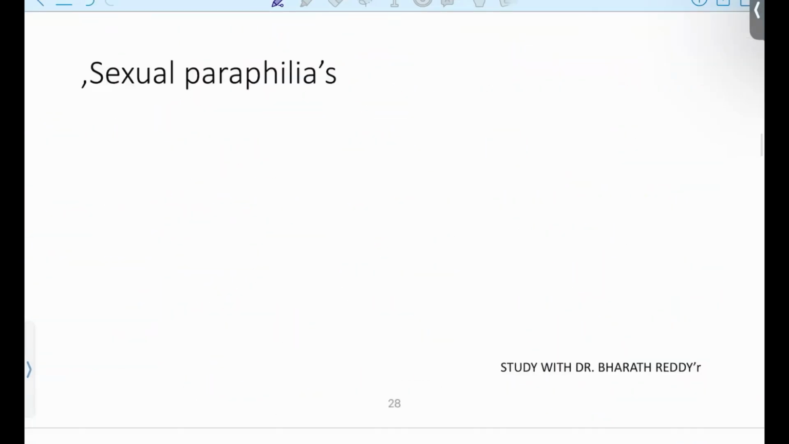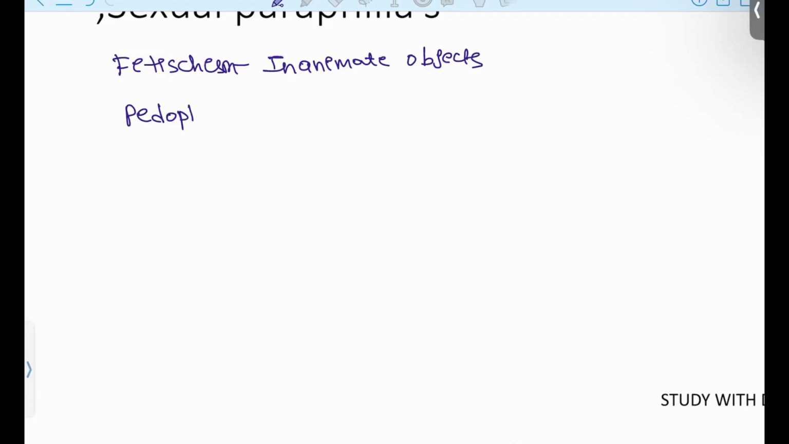This topic is the sexual paraphilias. These are the most commonly asked direct questions you can answer. First one is fetishism. What is fetishism, guys? Patients who use inanimate objects for sexual gratification, that is fetishism. And pedophile, who is the pedophile? One who uses prepubescent children for sexual gratification, that will be pedophilia. What is sadism? Sadism means the partner induces pain on others.